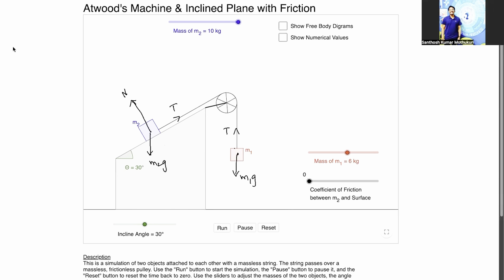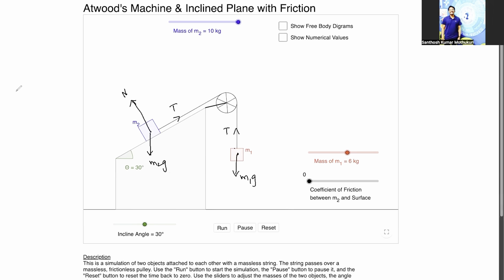Let me just check the free body diagram in this simulation. Yeah, it is matching with this, right? Tension, M2g, normal reaction, M1g, and tension. So whenever the question says draw the free body diagram, remember one thing: we are not supposed to draw components of forces like the components of M1g.